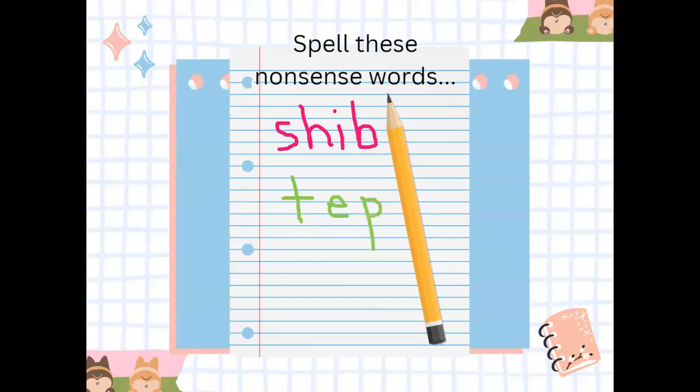Okay, next word, kiv. Kiv. Kiv would be k, i, v. Kiv. How'd you guys do? All right. Awesome. We're on to the next one.